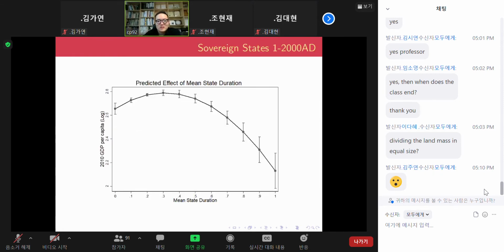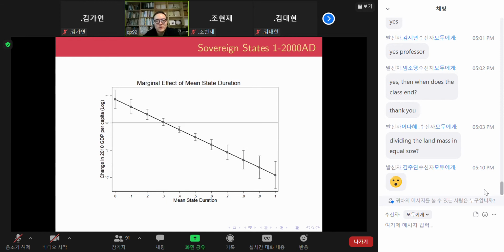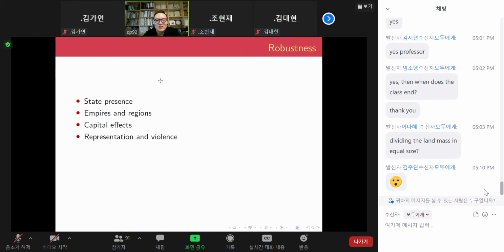I'm going to skip this. So this is what a nonlinear relationship looks like, just in case you're curious, right? So it's not linear, it's not downward sloping all the time, it's not upward sloping all the time, but it's curved, right? It's like there's a hump. Okay. And then this is the marginal effect of mean state duration. You guys should know what marginal effect is. I mean, this is a microeconomics class. I'm sure you've seen this term before. And then I'm going to also skip some of these other things that are just further robustness checks.